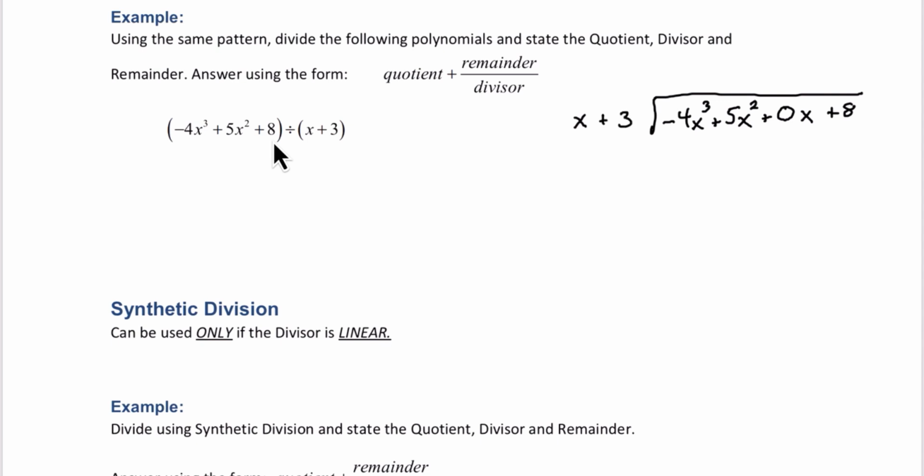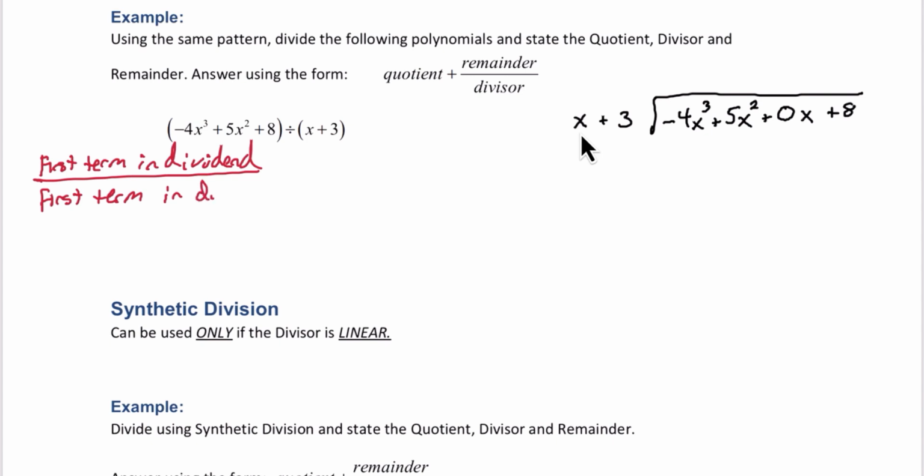To do the division now, we take the first term in the dividend and divide it by the first term in the divisor. So that's negative 4x cubed divided by x, which will give us negative 4x squared. That goes up top, negative 4x squared.